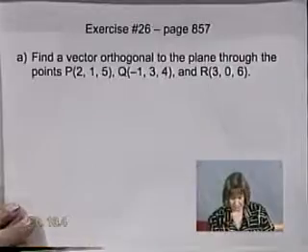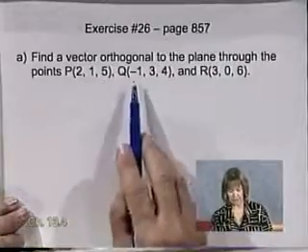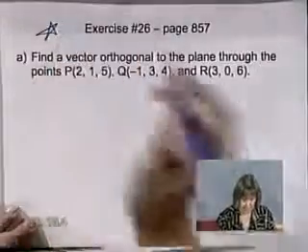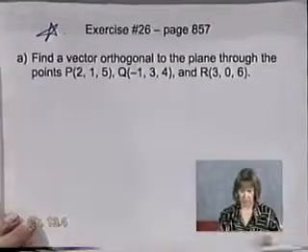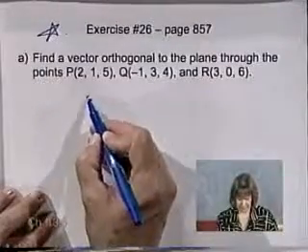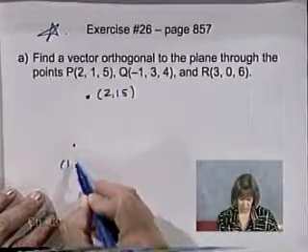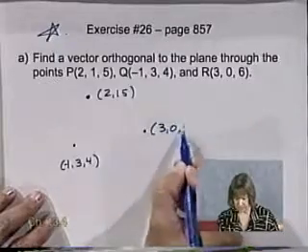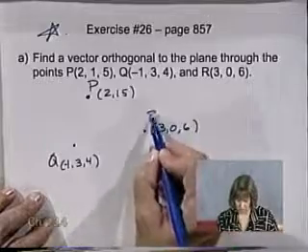Let's look at: find a vector orthogonal to the plane through the points 2, 1, 5, negative 1, 3, 4, and 3, 0, 6. Put a star by this one, because this is going to come up again in section 13.5. Look what I have here. I'm just going to draw these as 3 points. I've got a point 2, 1, 5 here, and maybe I have negative 1, 3, 4 here, and maybe I have 3, 0, 6 here. And we're going to call them P, Q, and R.